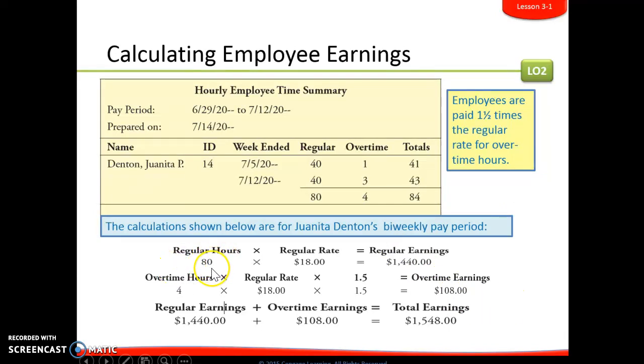So the regular hours, 80 hours, and the regular rate is $18. So 80 times 18 is going to be regular earnings of $1,440. Then we need to look at the overtime. There's 4 hours of overtime total. Regular rate is $18, and we need to figure out the overtime rate. So if we took the regular rate of $18 times 1.5, because it's time and a half, they get paid $27 for overtime. So $27 times those 4 hours is going to be $108 for overtime. We add the regular earnings plus the overtime earnings to get the total earnings, $1,548.